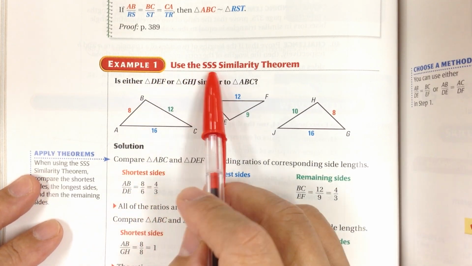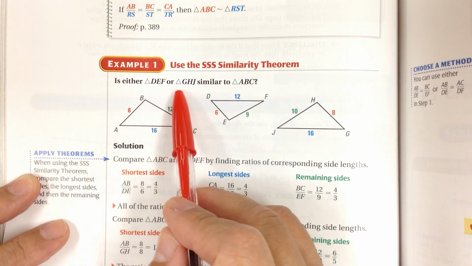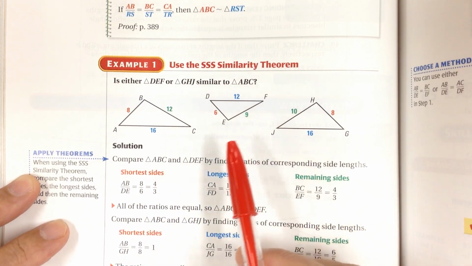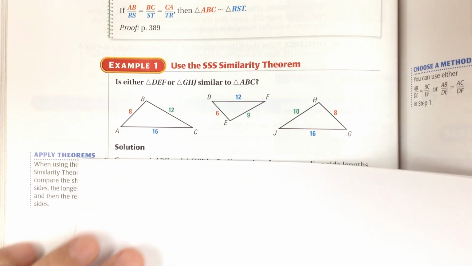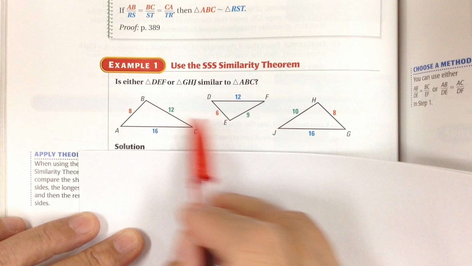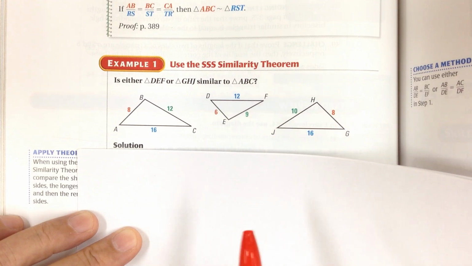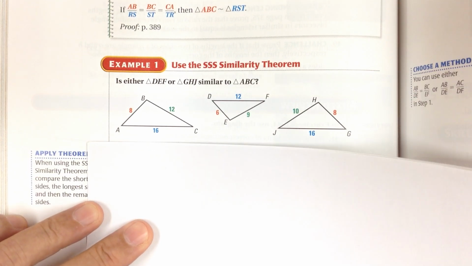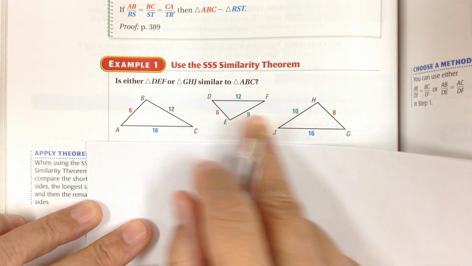Example 1 is the SSS similarity theorem. Is either triangle DEF or triangle GHJ similar to triangle ABC? So are they similar? There are different ways you can do this. You can make sure you match up the shorter side with the shorter side, the medium side with the medium side, and the longer side with the longer side. Make sure you match up carefully. You'll notice in the book they use coloring. Another way you can do this is by reducing the sides to the lowest lengths and seeing if they have the same ratio. So let's go through 2 different ways.